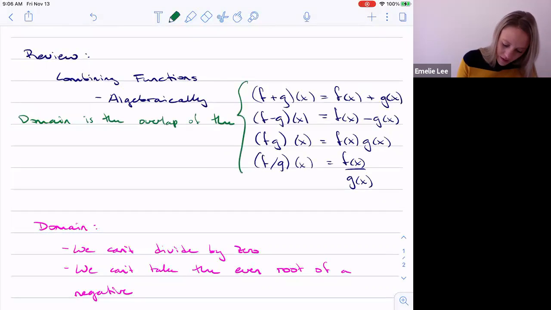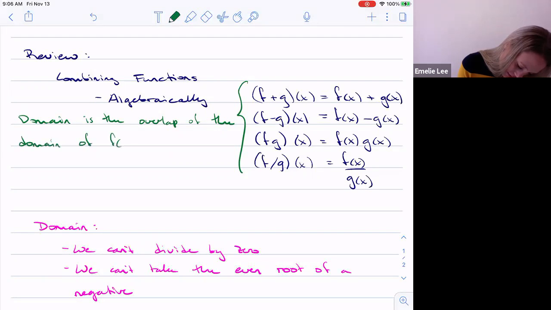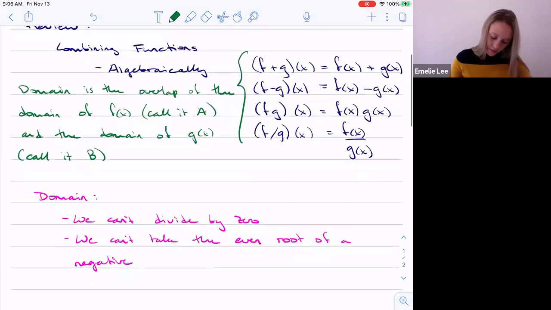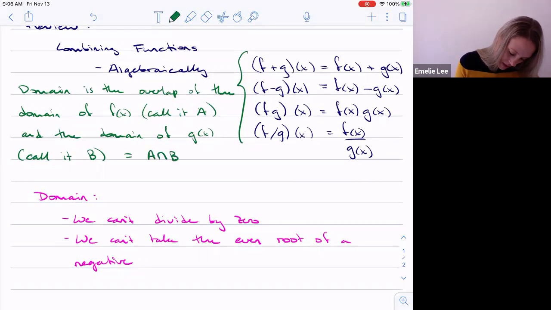There. So the domain is the overlap of the domain of f of x, let's call it A, and the domain of g of x, call it B. So the overall domain is A and B.